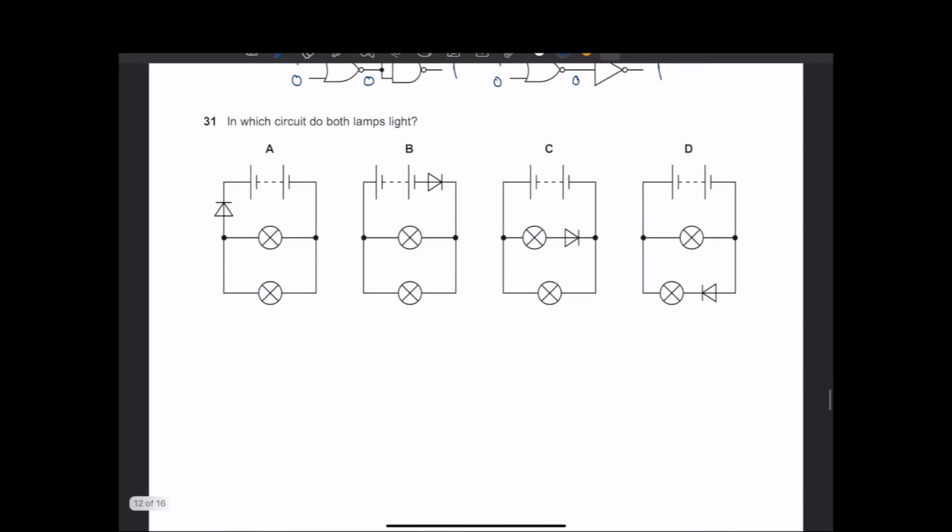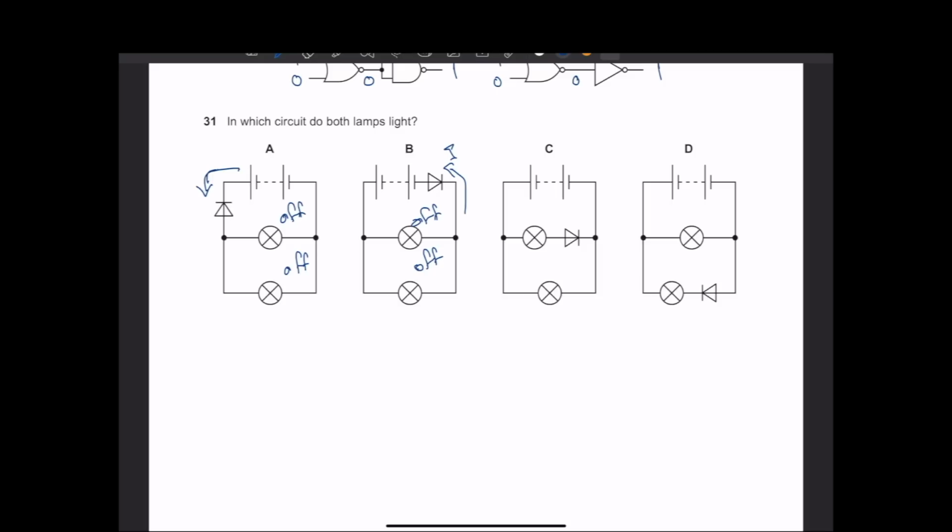In question 31, in which circuit do both lamps light? Let's see that. In that circuit, the diode blocks the pathway of the current, so both of them are off. Here it's the same circuit. The diode will block the current. Here there is no current, it could be blocked, so both are off.